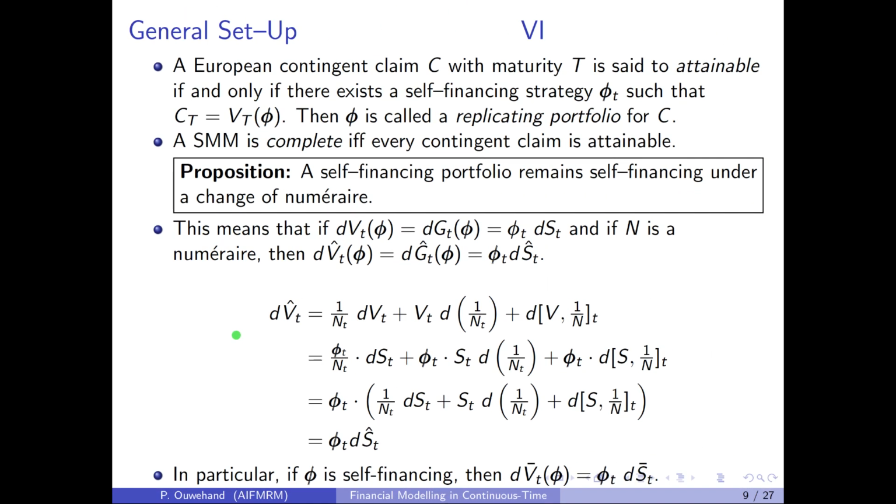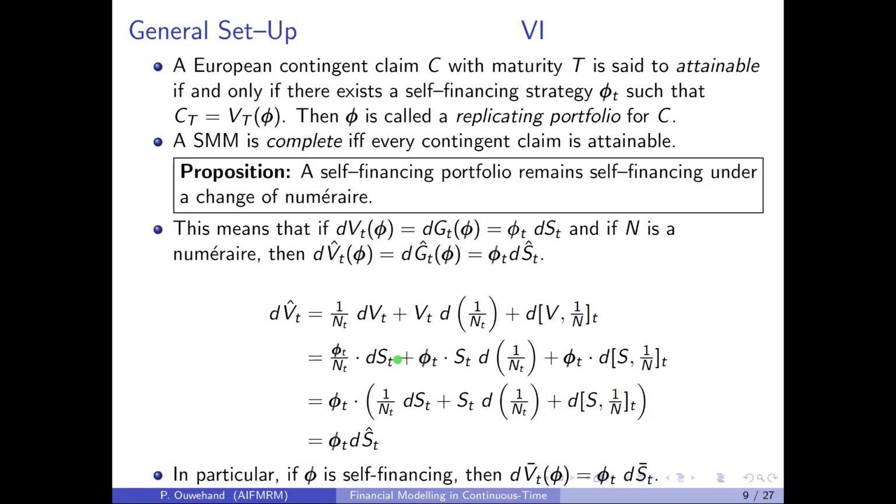Let's now proceed with the proof. Recall that V hat is V over N. So d of V hat is equal to d of V over N, which by the Ito formula in the product form is 1 over N times dV plus V times d of 1 over N plus the differential of the covariation of V with 1 over N. Now by the self-financing condition, dV is φ dS. By definition of value process, V is just equal to φ · S. And by what we've just seen, the differential of square brackets [V, 1/N] is φ times the differential of [S, 1/N].